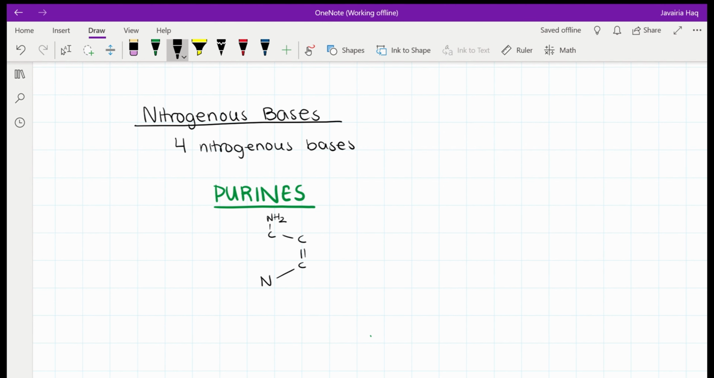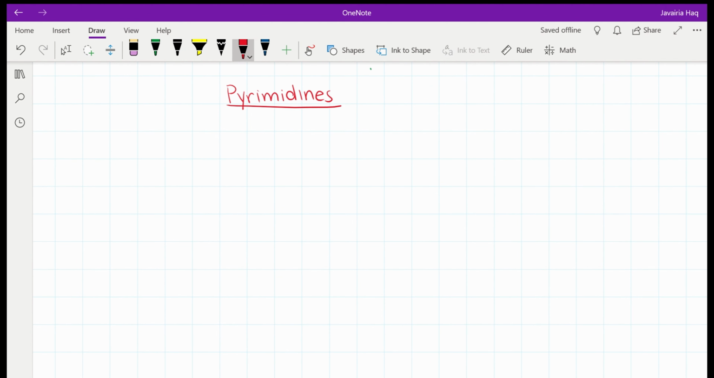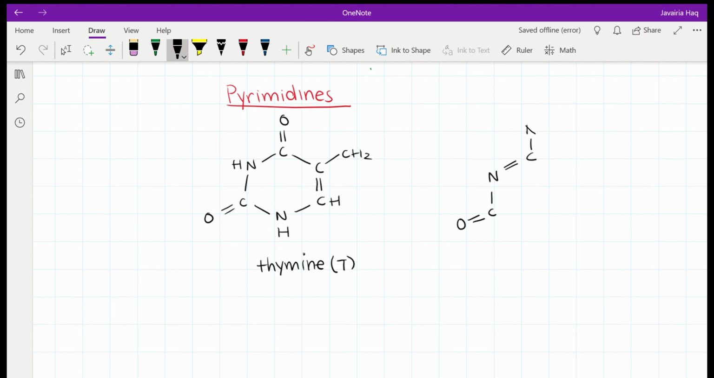Now, if we look at the inside of DNA, there are 4 nitrogenous bases: adenine, guanine, cytosine, and thymine. Adenine and guanine are purines, while cytosine and thymine are pyrimidines. The structures of these nitrogenous bases are shown here as displayed on medicinenet.com.